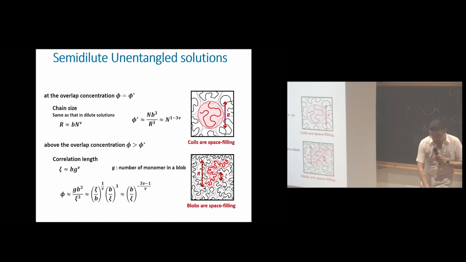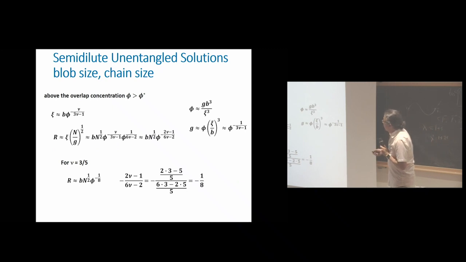So from this relation, we can have this relation. I think Professor Grossberg has shown already that ξ is the product of the monomer size b and the concentration-dependent part, phi to the power nu over 3 nu minus 1. And then g can also be a function of phi, so that we have this relation.